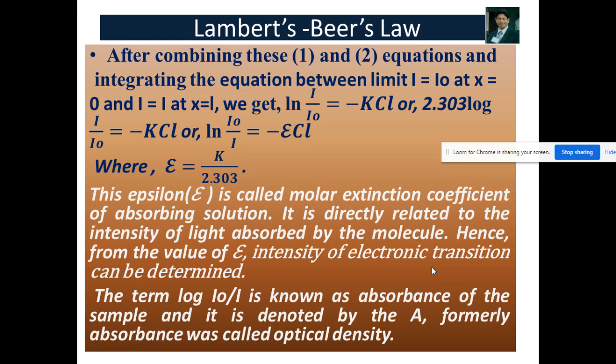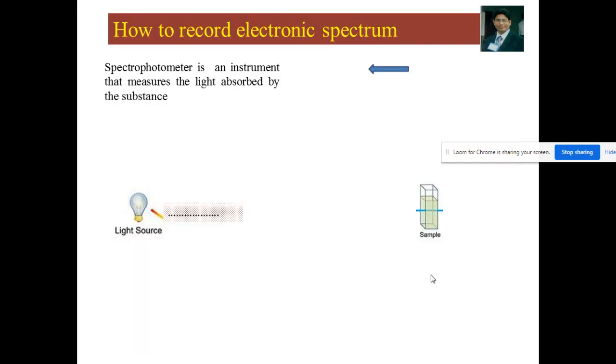Formerly, absorbance was called optical density. Now, how to record the electronic spectrum? We know that the absorption of radiation by the molecule results in a transition from low energy ground state to higher energy excited state. The instrument that measures the change in intensity of the light is known as spectrometer.